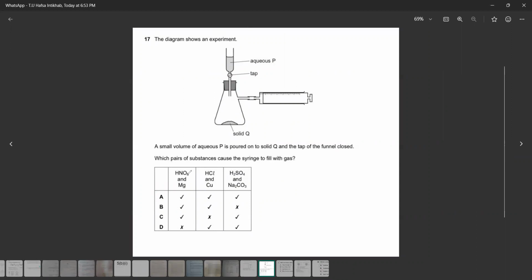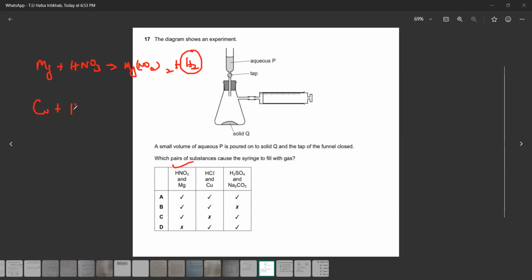Magnesium plus nitric acid. What will the result be? The result will be magnesium nitrate. Acid reacts with a metal to give salt and hydrogen. So there is a gas given off. So yes, it will work.